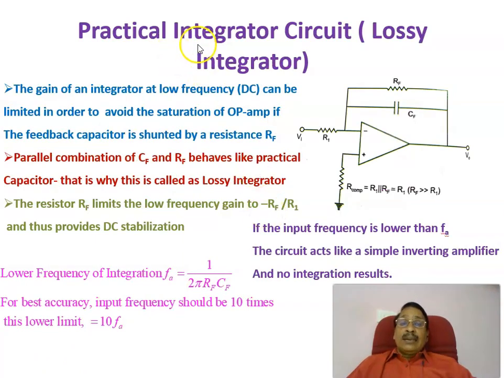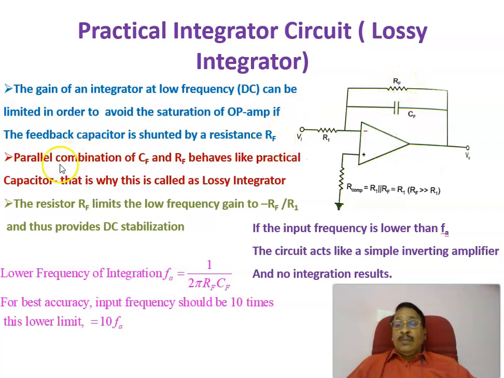Now coming to the practical integrator circuit, that is also called a Lossy integrator. In this case, apart from the feedback capacitor, a resistance RF is added in the feedback path, shunting the feedback capacitor. The gain of the integrator at low frequency, at DC, can be limited in order to avoid saturation of the op-amp. Saturation for a DC input voltage is avoided by introducing a resistance in the feedback path.